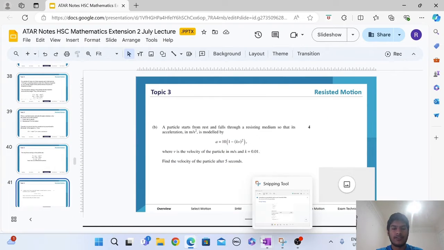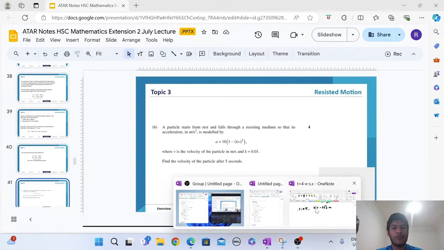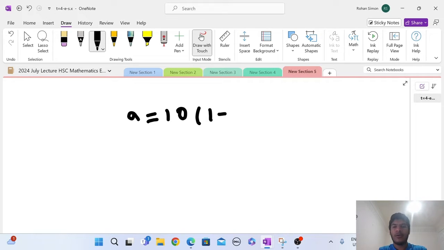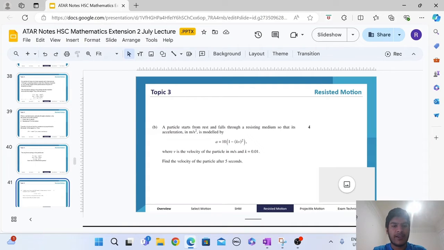Sometimes 4 markers are nice to you, and there'll be ones where there's just a little trick in there that you have to use in order to get the answer. Sometimes it can be grueling and a lot of work. Sometimes a very small little trick can really simplify the problem. So you get 10(1 - kv^2). That's the acceleration. And we're asked to find the velocity of the particle after 5 seconds.